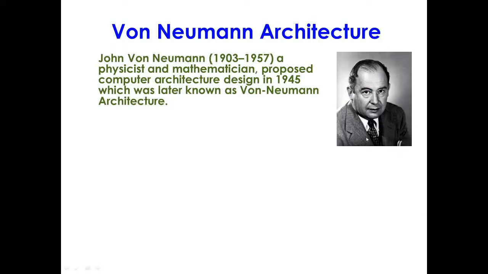This man, von Neumann, a physicist and mathematician, proposed a computer architecture design in 1945. Later on, this design was known as von Neumann architecture. Before von Neumann, if you wanted to instruct a computer, the program would run only once on that computer, and there was no concept to store that program. Von Neumann for the first time proposed this architecture where the computer program and data could be stored in memory together.